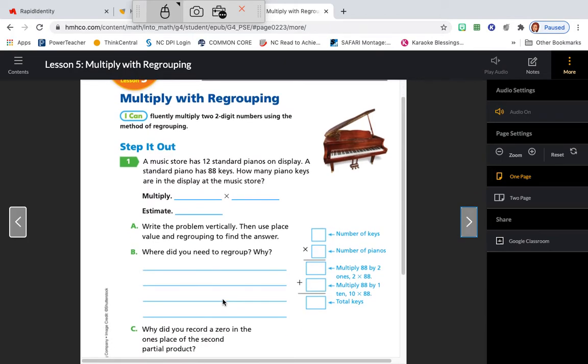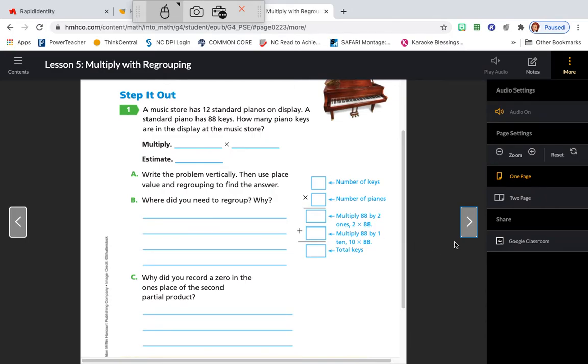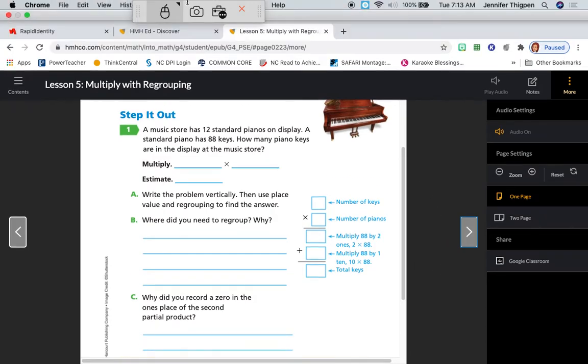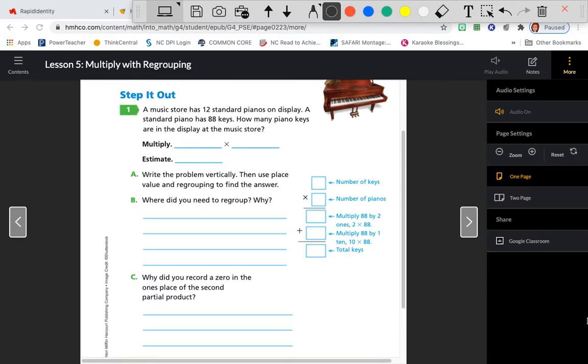203 in your math workbook. So go to page 203 in your math workbook. And we're going to jump right in to Step It Out. So today we're multiplying with regrouping.